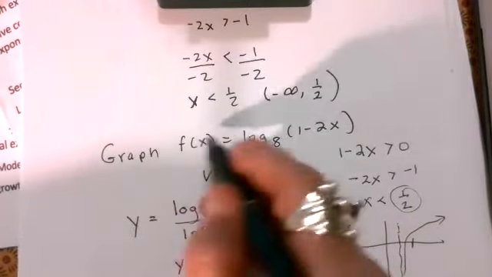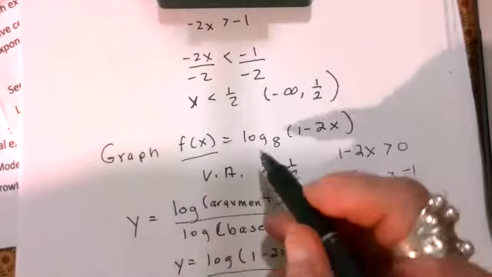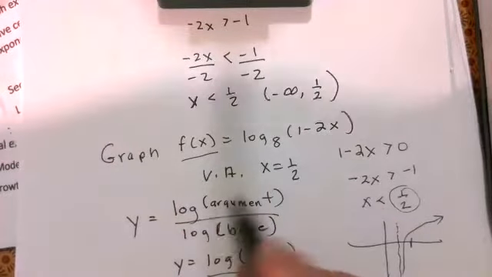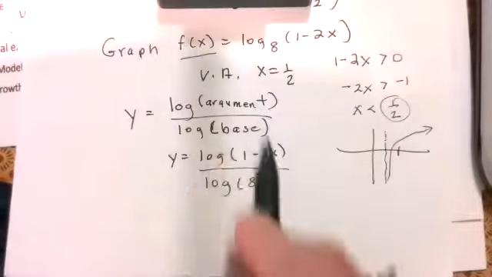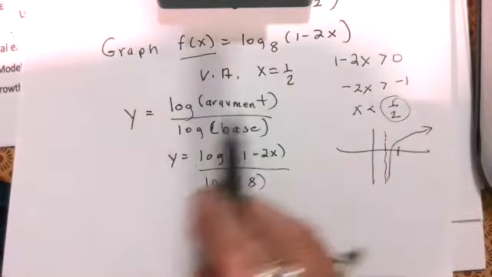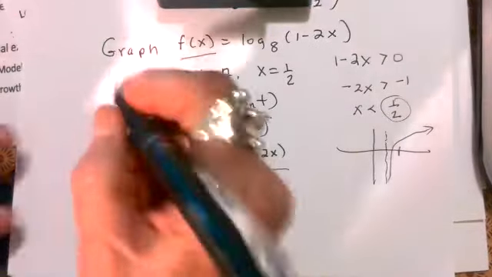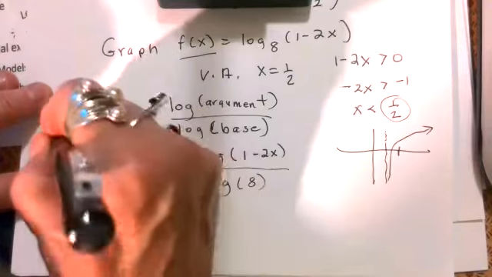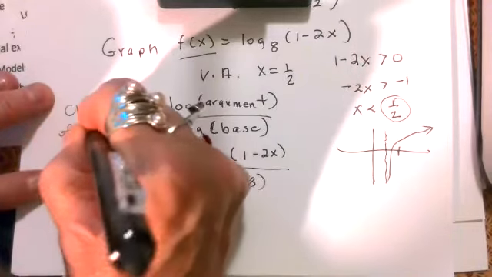Now, if you want to graph this, I showed you how to do it with the log button. But if you don't have that log button because you have an old calculator, this is the formula. This is the change of base formula. It's a good formula to know, period.